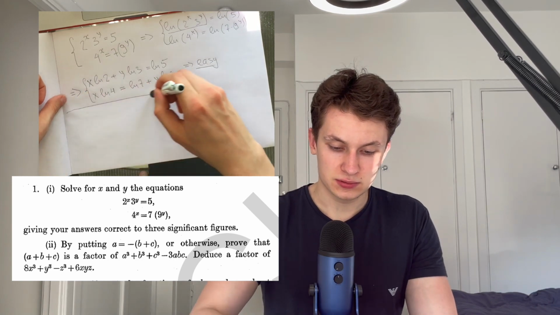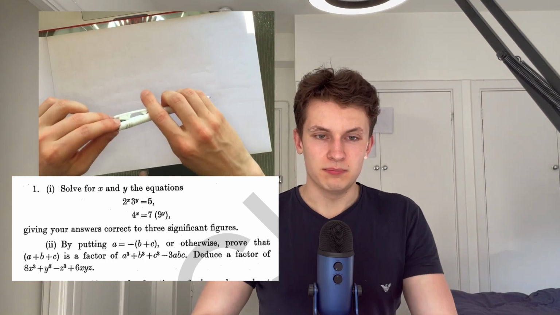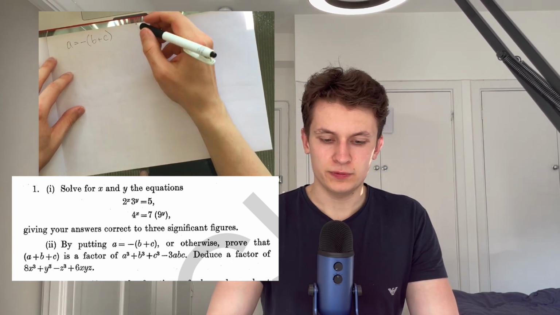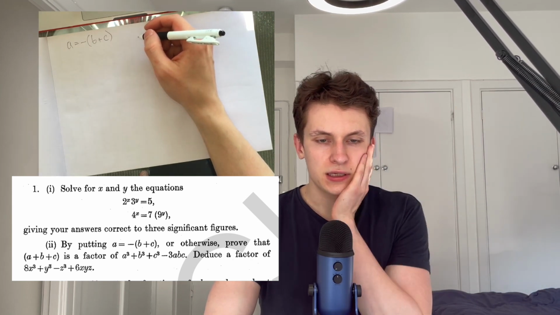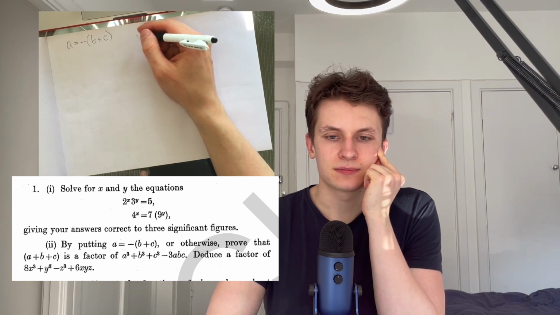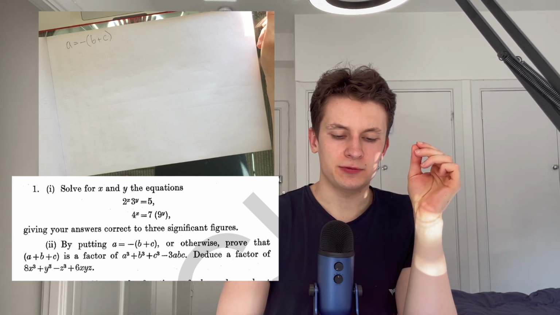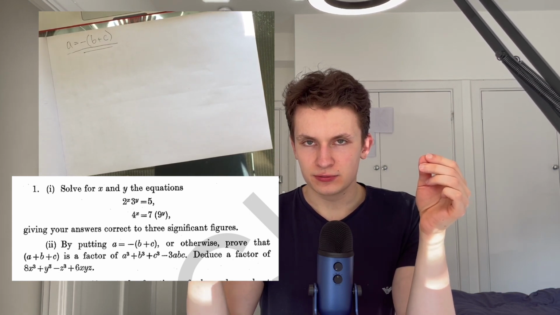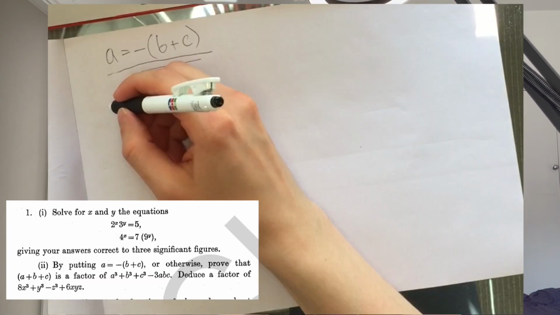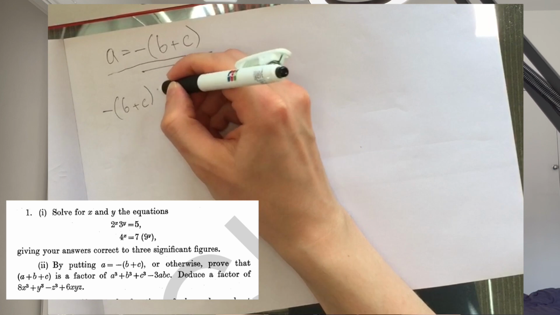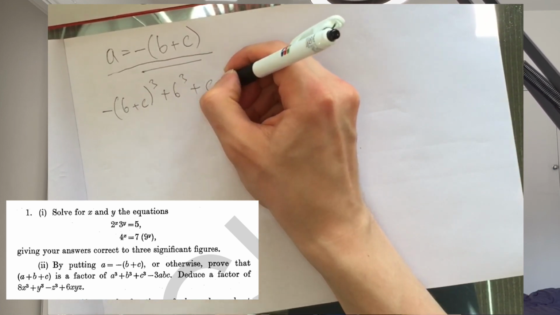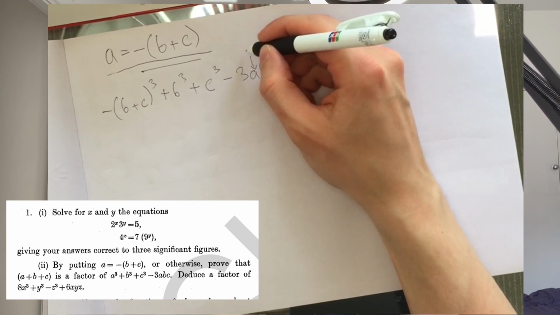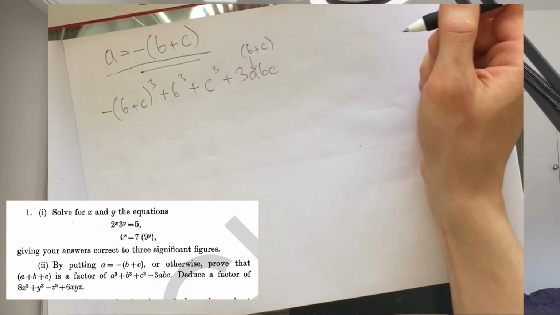Now the second question. By putting a equals minus b plus c, prove that a plus b plus c is a factor of a cubed plus b cubed plus c cubed minus 3abc. Alright, so I think what they're trying to say is that if we plug in minus b plus c instead of a, we should get 0, right? So let's try it. We will get minus b plus c cubed plus b cubed plus c cubed minus 3abc. So here I also replace a with minus b plus c, so I'll get plus 3 times b plus c times bc.